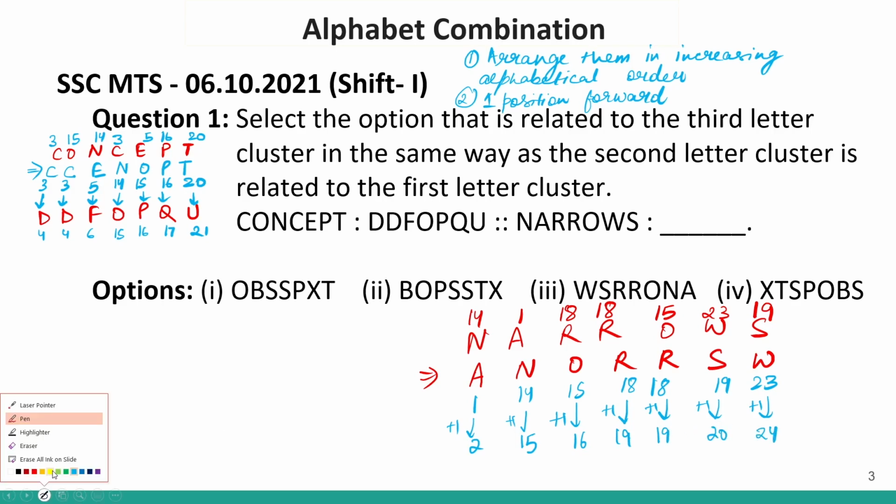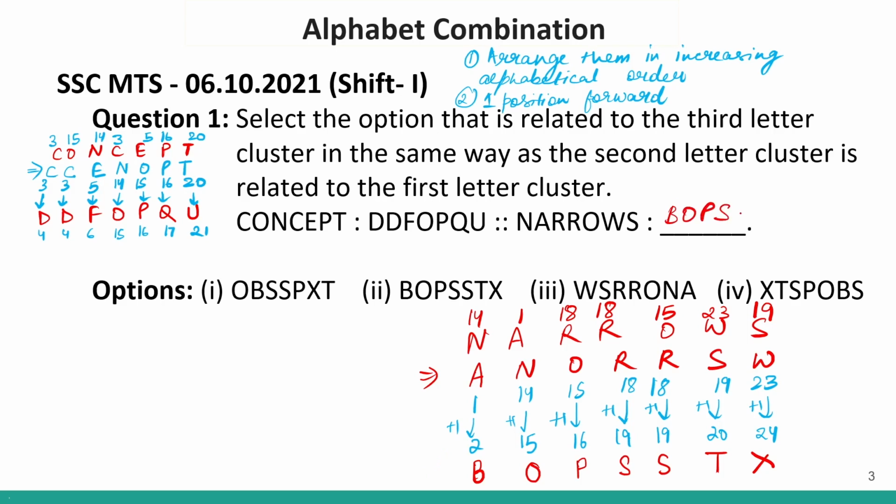So what are the alphabets? On second position we have B, 15th position we have O, 16th we have P, right? Then 19th we have S, 20th we have T and 24th position we have X. So the missing element will be B, O, P, S, S, T, X, and this is given in option number 2. So option number 2 would be the correct answer to this question. Okay?